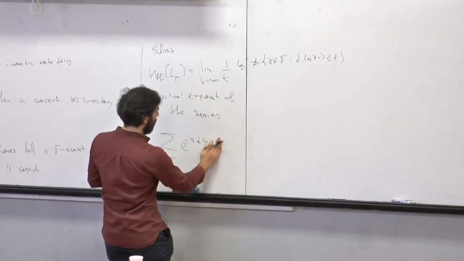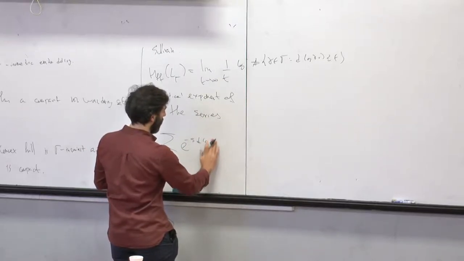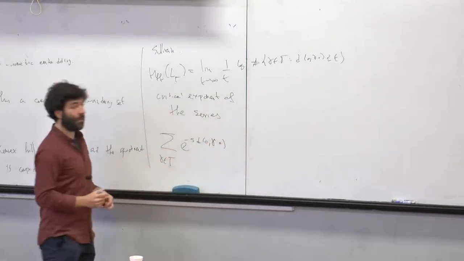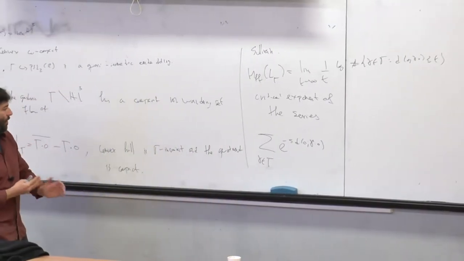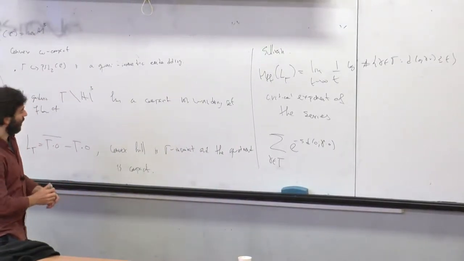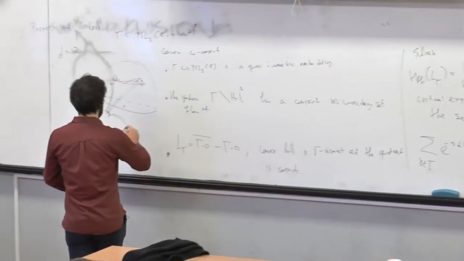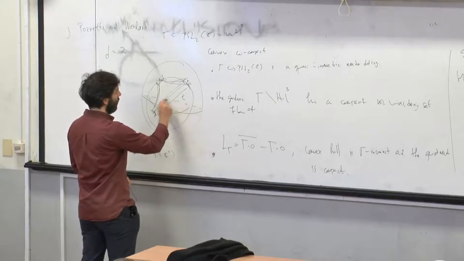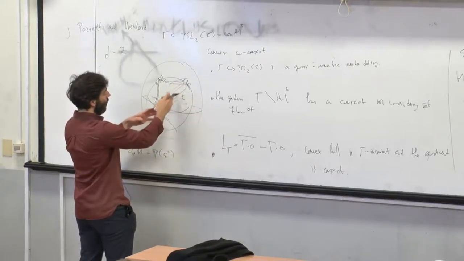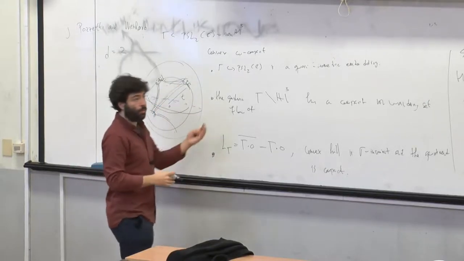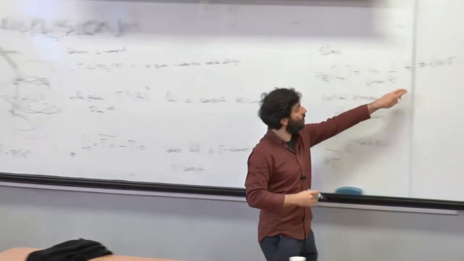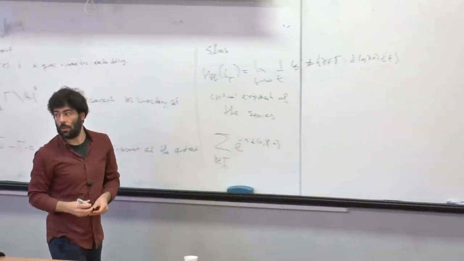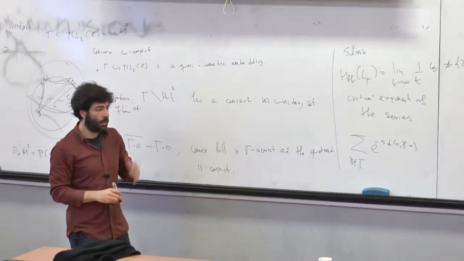The formula: the distance from O to gamma O. What you're doing is you pick some ball of radius T inside H3, and you look at how many points of the orbit of O you have in this ball, and you look at the exponential growth rate of these numbers. Pick some point, any point. The exponential rate doesn't depend on the point.